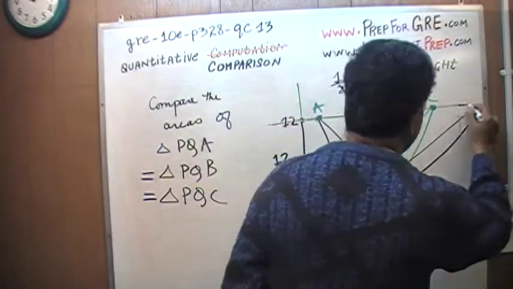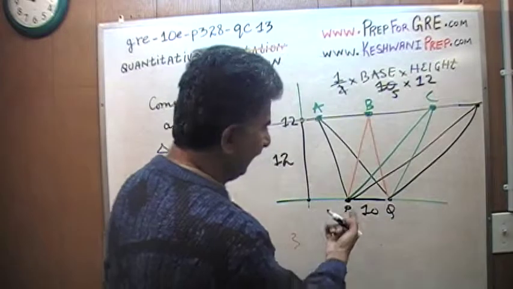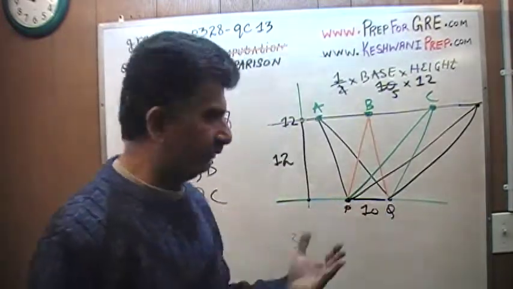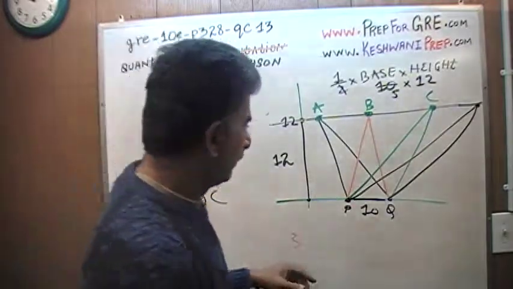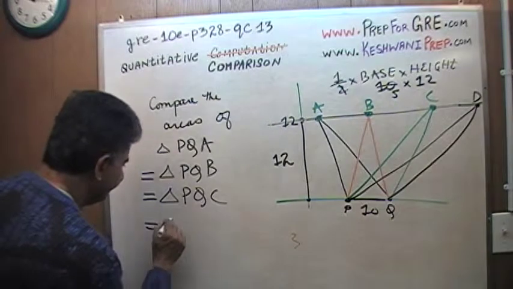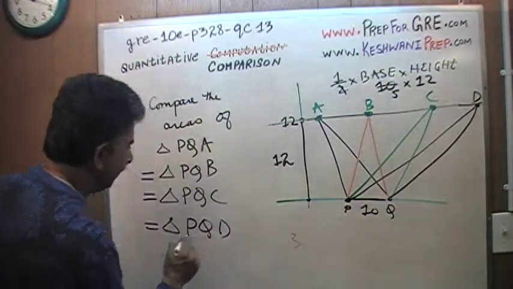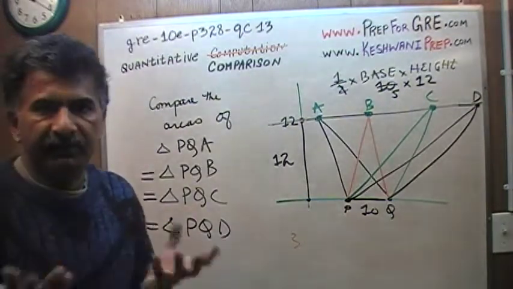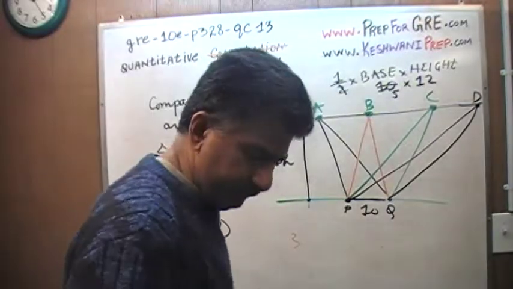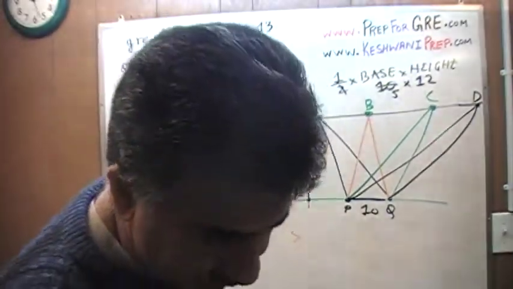It will still have an area of 60 as long as the height is the same. The last triangle that I drew, triangle PQD, also has the height of 12 and the base of 10, so it has the same area. All of these four triangles have the same area. Do you understand? Now let's do the actual problem that is given to us in the exam.